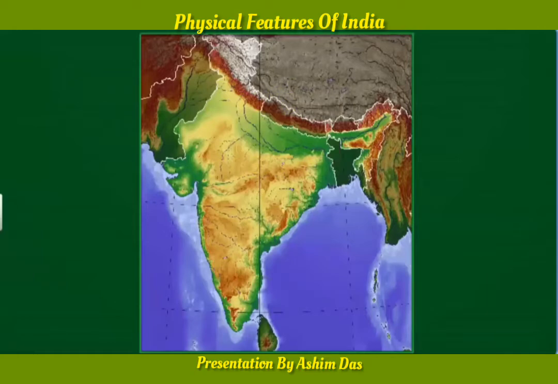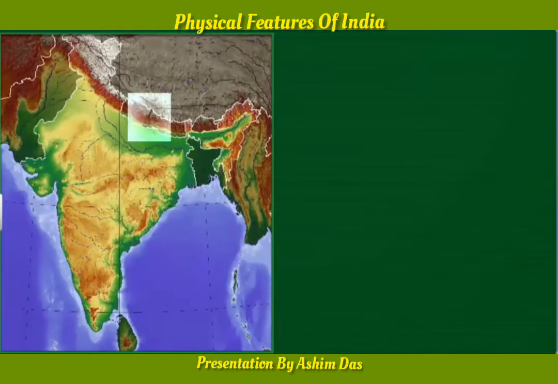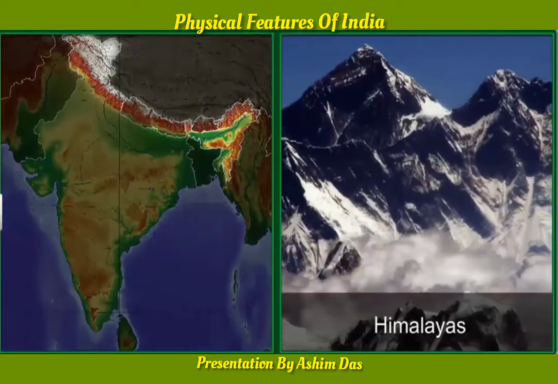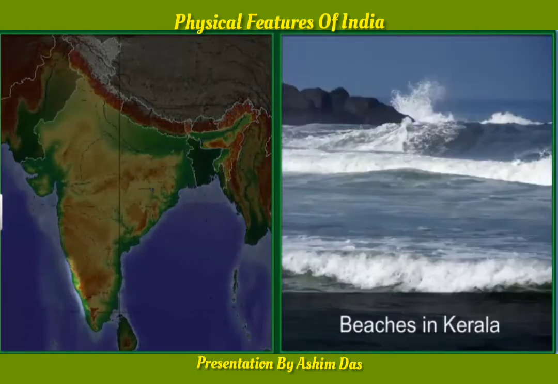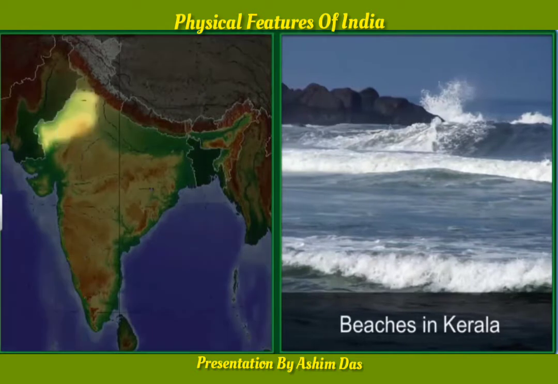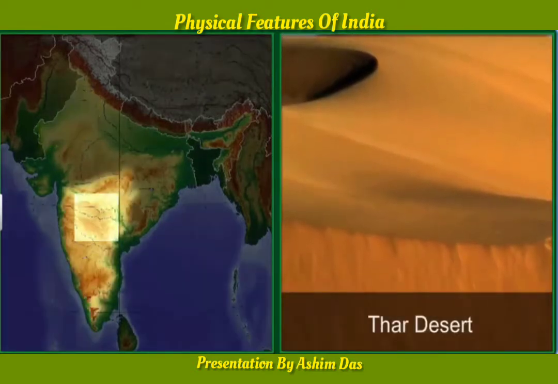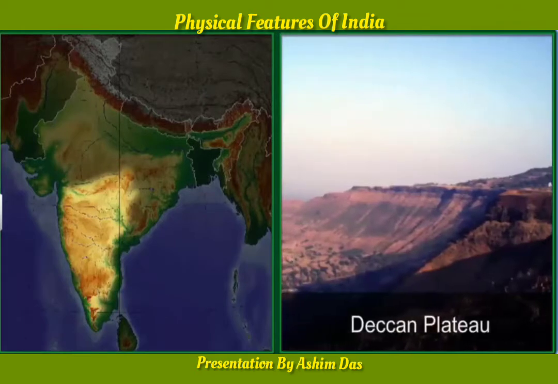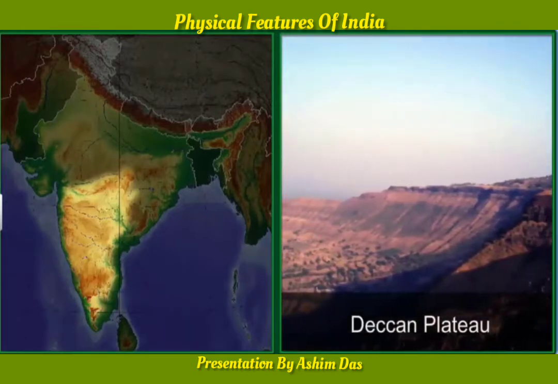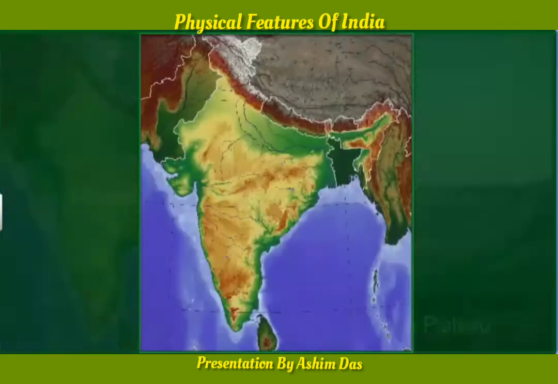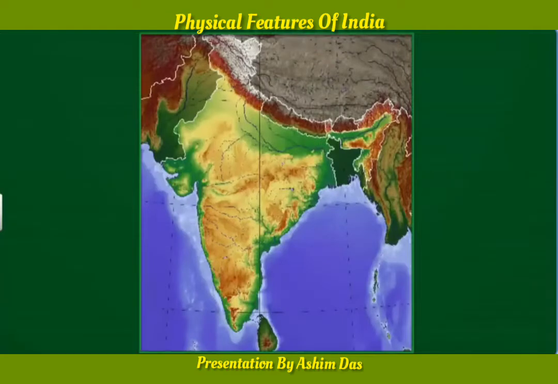India is a land of varied physical features. It has the Himalayas, beaches in Kerala, the Thar Desert in Rajasthan, and the Deccan plateau. Even the color of the soil varies from one region to another.